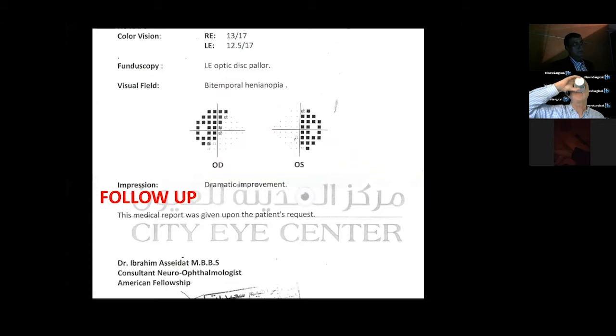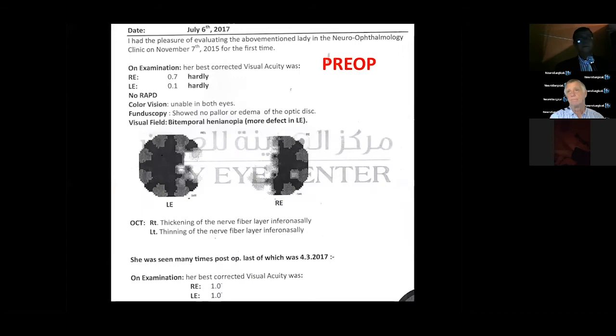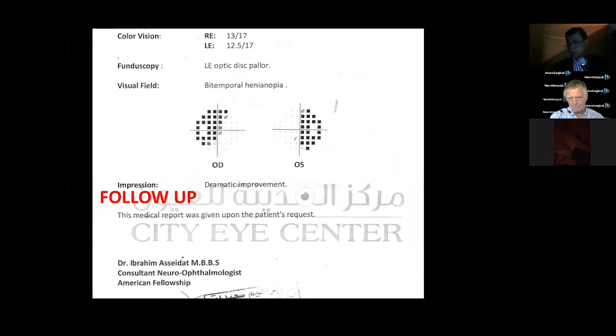And we do progression analysis to see whether there is any recurrence of the disease. Did you get any improvement in the other eye that had the red in the OCT? Yes, actually, the visual acuity was 0.7 and it was 1 after the surgery. So there was some improvement. The visual field improved dramatically.